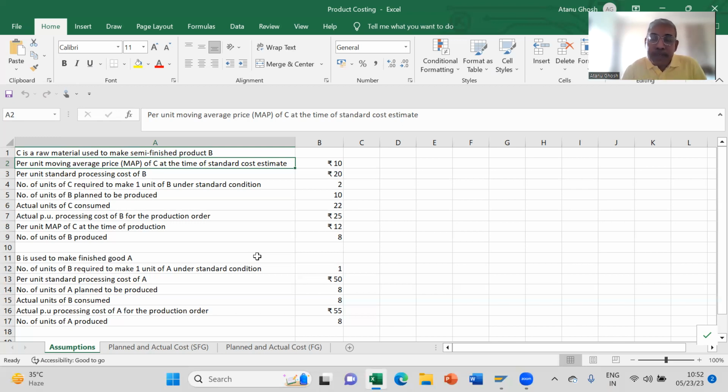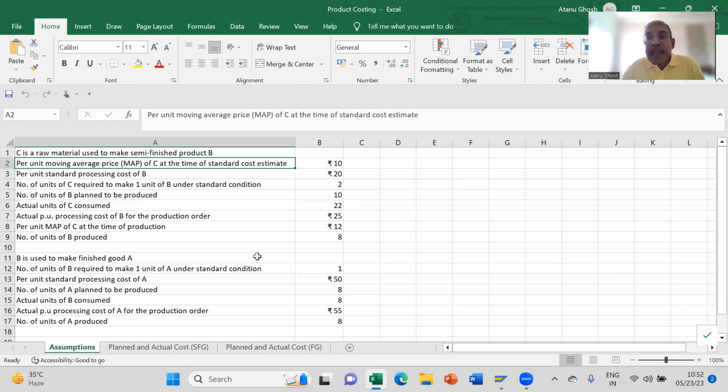So usually raw materials are maintained at moving average price. That means they're valued at moving average price, whereas semi-finished goods and finished goods are maintained at standard price. This is usually the case in industry. The reason is that the fluctuation of the price of raw material, that means the price at which raw materials are purchased, is not necessarily in the hands of the organization. It depends on macroeconomic factors and various other things.